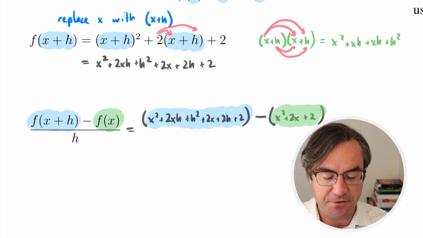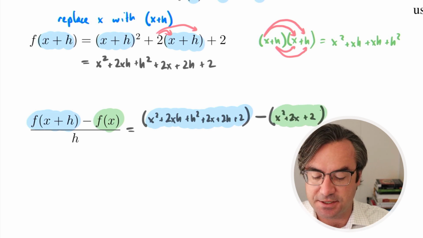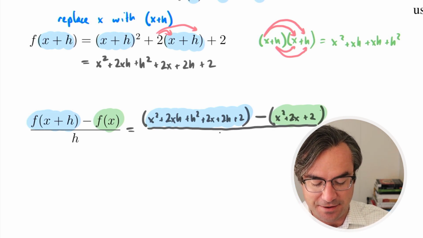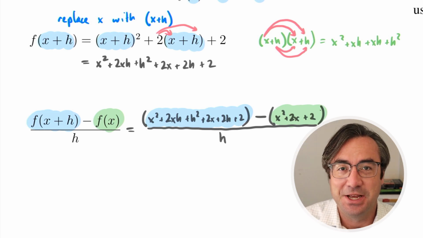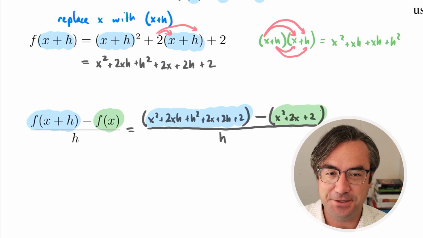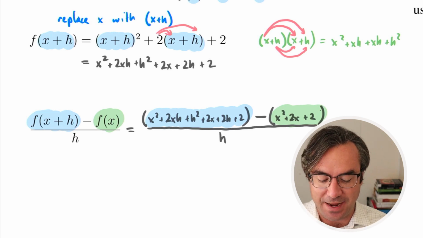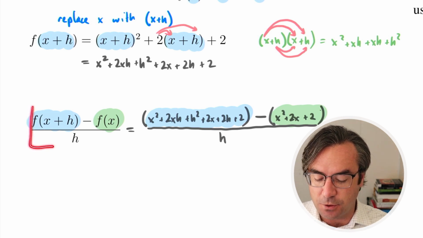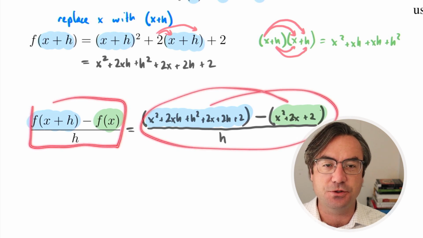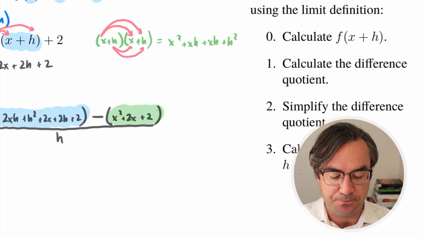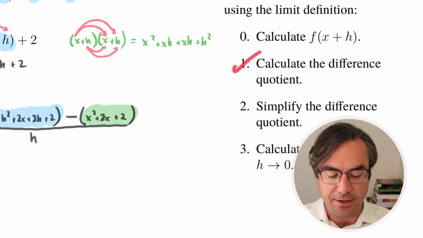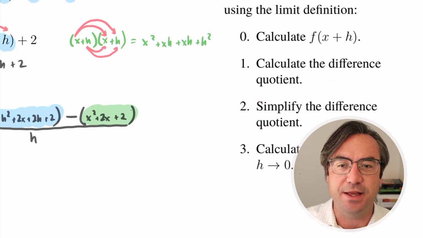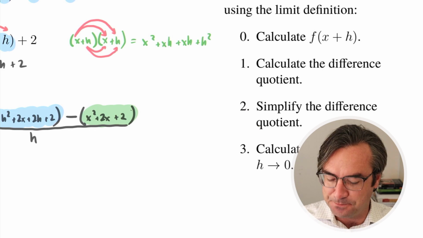All right, so we've got our f of x plus h minus f of x, and then we're going to divide this whole thing by h. Whew, okay, so we've got all this stuff, and we have our difference quotient all figured out now. So this is our difference quotient. So let's see how we're doing. Calculate the difference quotient. We did. Well, we figured out f of x plus h first. Now we want to simplify that fraction, that difference quotient. And this is kind of the fun part.